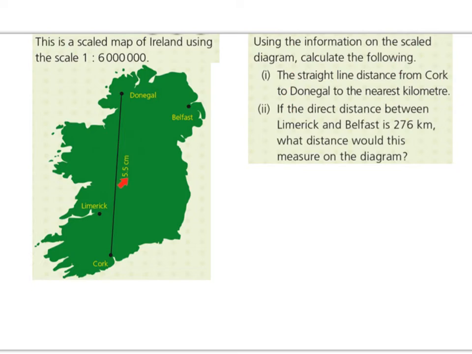We want to figure out what is that in kilometres if the scale is 1 to 6 million. And part 2, if the direct distance between Limerick and Belfast is 276 kilometres, so to get from Limerick to Belfast in real life, the straight line distance is 276 kilometres. What distance would this measure on the diagram? What would it be in centimetres on the diagram if the scale is 1 to 6 million?